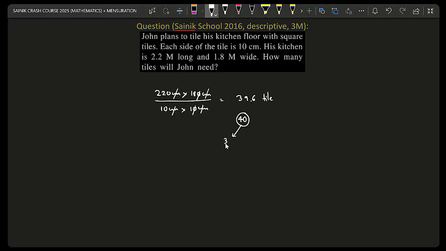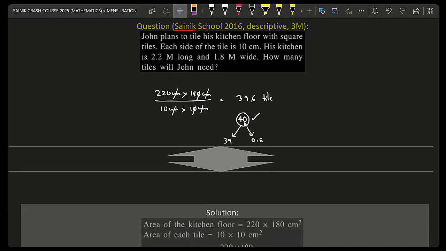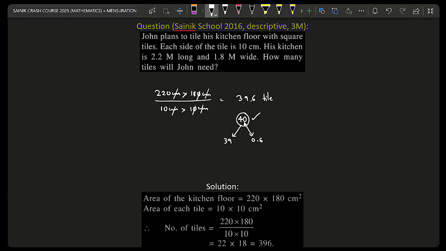In that, 39 we are going to use full tiles, and in the remaining one tile only 0.6 fraction amount of tile we are going to use. That means 60% of the tile will be used and 40% will go as wastage. So how many are we going to purchase? 40 tiles. So the answer is 40. Whenever you are getting decimals or fractional form like this, go for the next number.